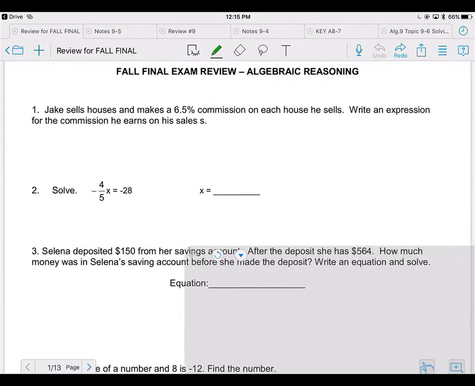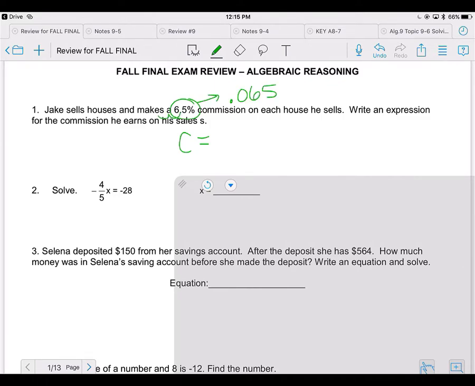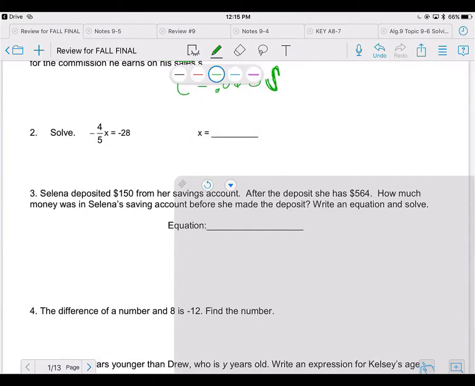So problem 1 says Jake sells houses and makes a 6.5% commission on each house he sells. Write an expression for the commission he earns on his sale. So his commission is 6.5%. 6.5% as a decimal is 0.065. Remember that we move it to the left, to the left. Of means multiply, so of his sales. So that's an S, not a 5. So C equals 0.065 times S.